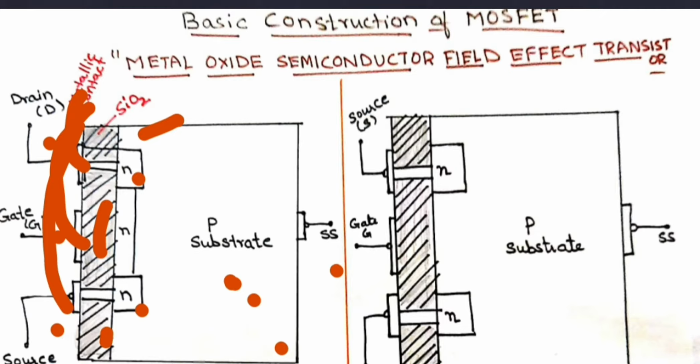The MOSFETs are of two types. One is depletion and the other is enhancement. The basic difference between the depletion type and the enhancement type is that in the depletion type you have a channel present between source and drain, whereas in the enhancement type this channel will be absent between source and drain.